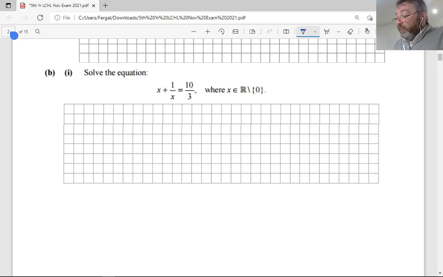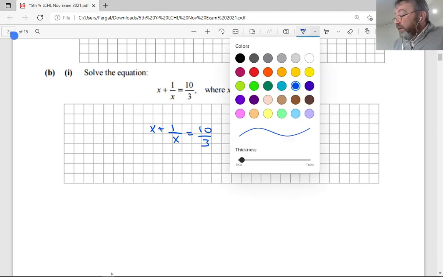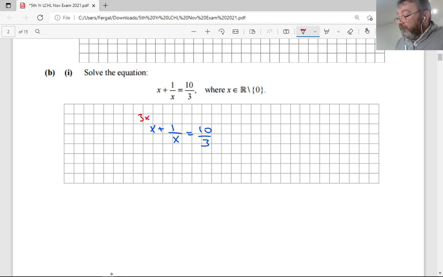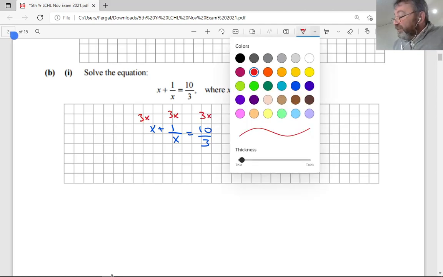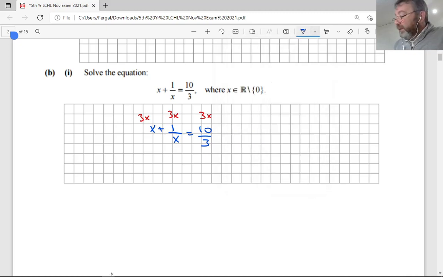So to clear the 1 over x, I'd have to multiply by x. To clear the 10 over 3, I'd have to multiply by 3. So to clear both denominators at the same time, I'm going to multiply all of x plus 1 over x equals 10 over 3 by 3x. Now, what does that do? Well, that simplifies matters. It clears the fractions, as we expect.